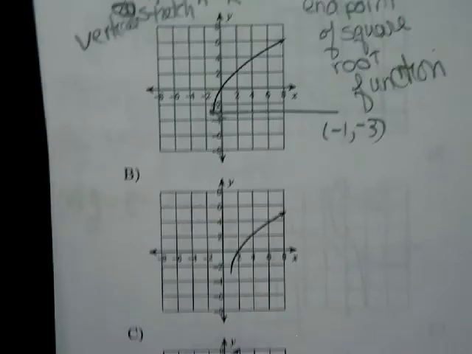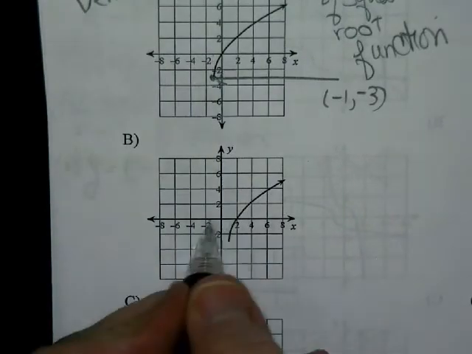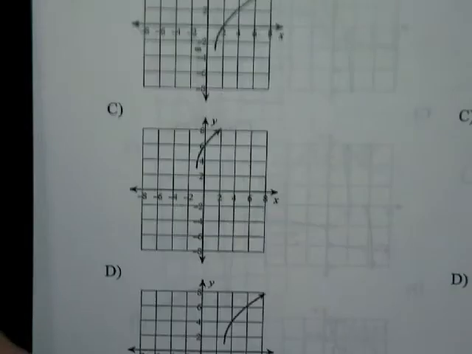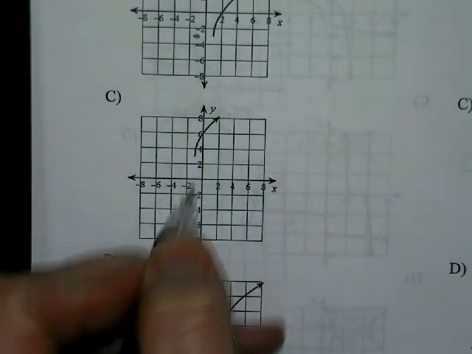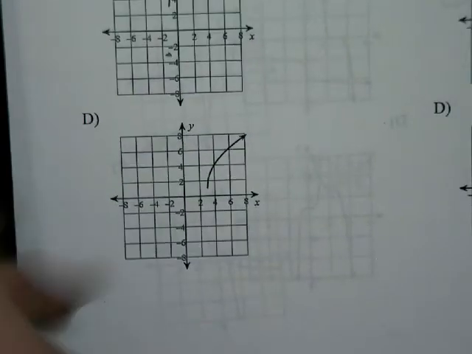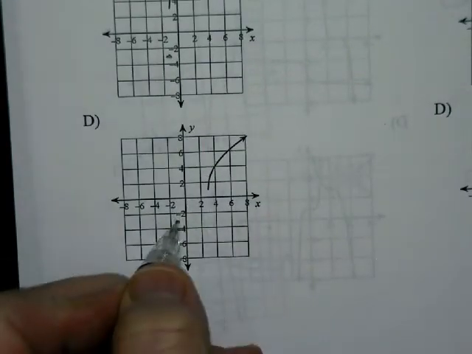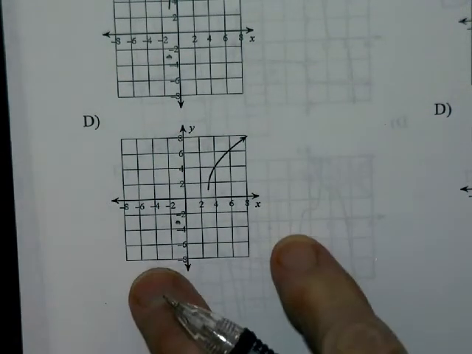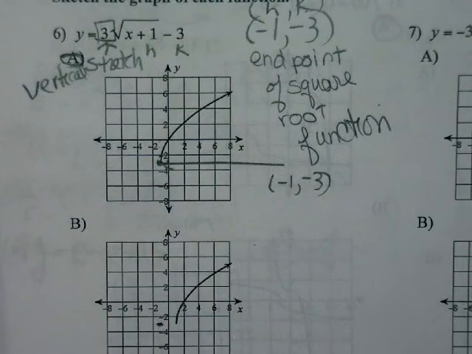Let's see the other choices to make sure. If I try to find -1, -3, it's over here on B, so that's not the endpoint. C, -1, -3. That's not the endpoint. D, -1, -3. So for my examples, there was only one of them with that endpoint. So that's a good thing. Okay? So that's why we picked A.